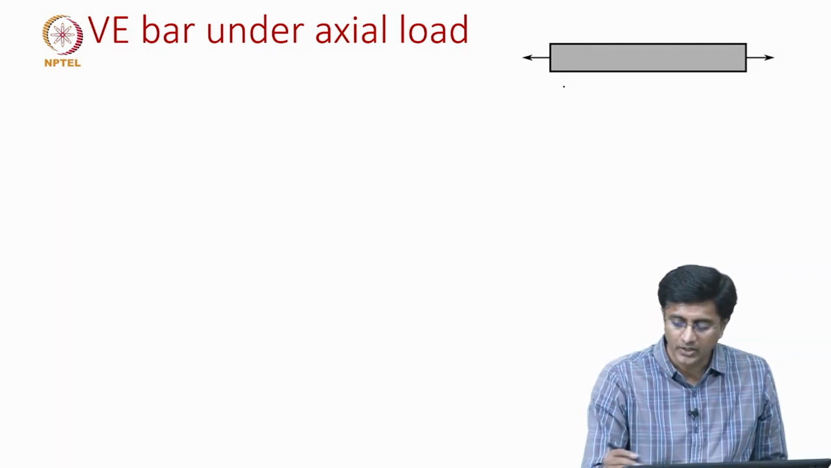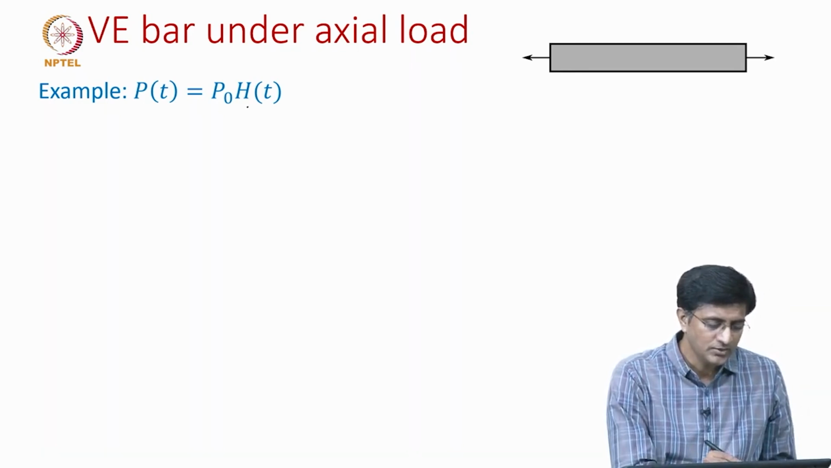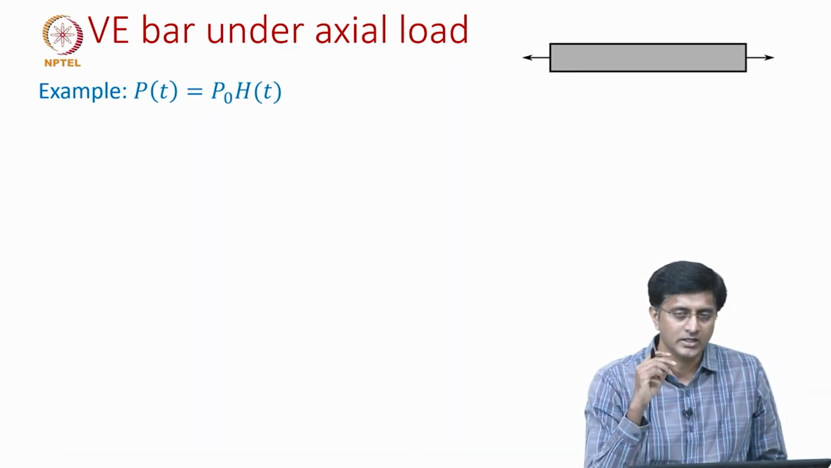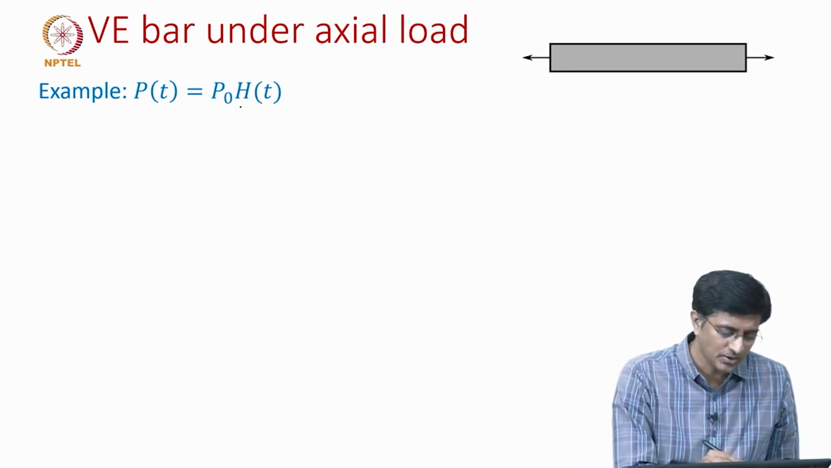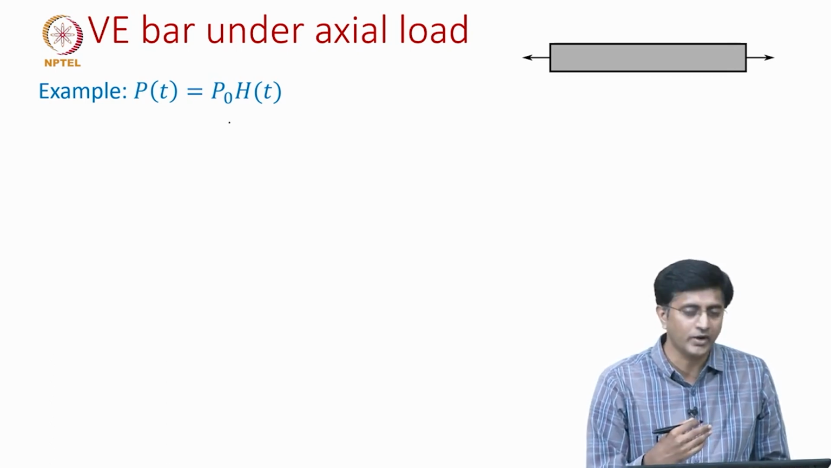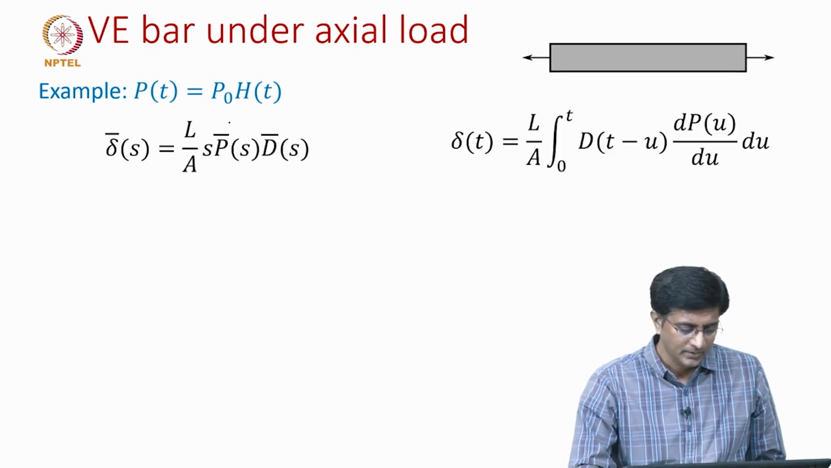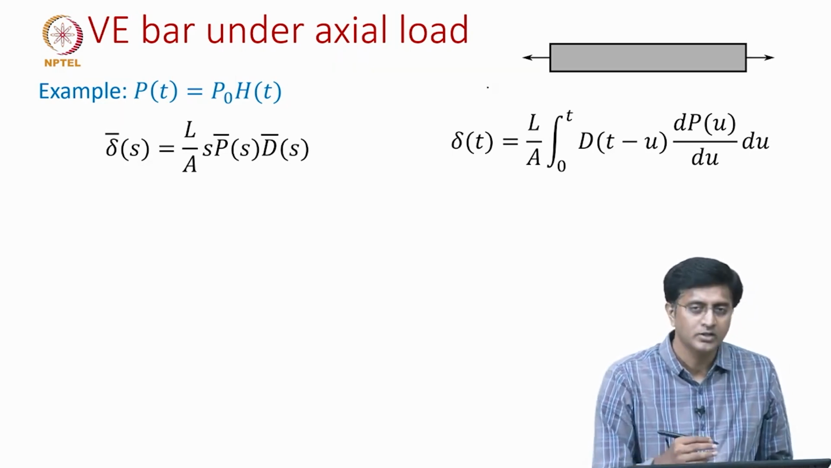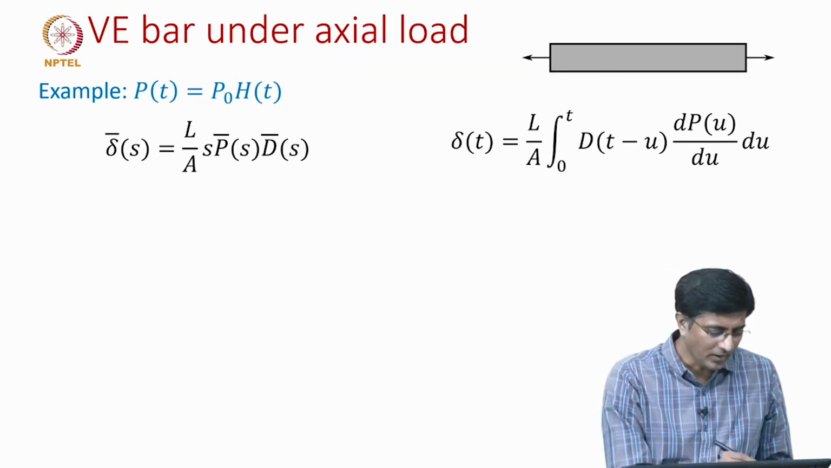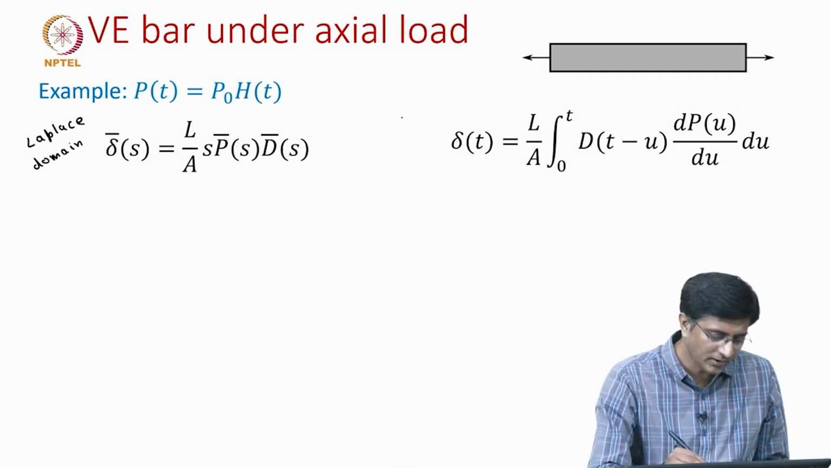So, here again we have the same bar, but now the applied load is P naught times h of t, which means it is a constant load suddenly applied at time t equal to 0 and then it remains constant, which is represented using this step function h of t. Now let us try to find a solution to this problem. From the previous slide we said if you are looking at the deformation of this bar, there are two expressions which we can use, one in the Laplace domain and the other in the time domain.